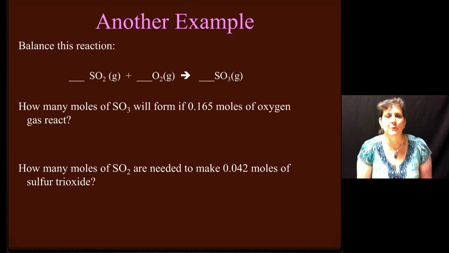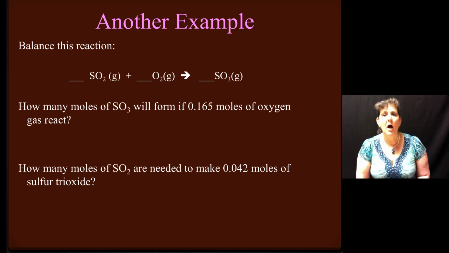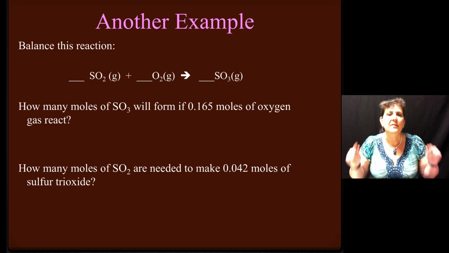GCC, we're continuing on with Chapter 13, Stoichiometry. We're going to practice some more mole ratios real quick. So we've got a balanced reaction for you. We've got sulfur dioxide gas plus oxygen gas makes sulfur trioxide gas. I want you to pause and balance that for me real quick, please.